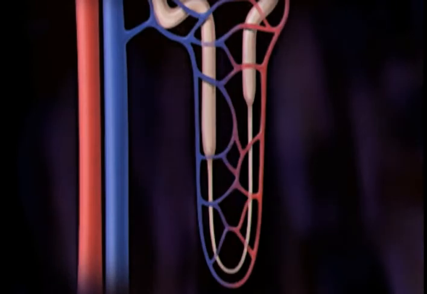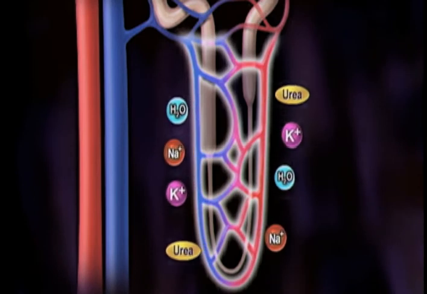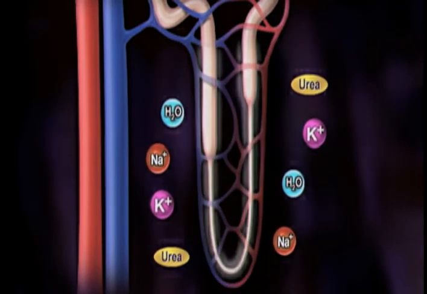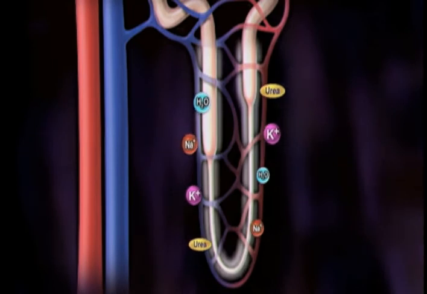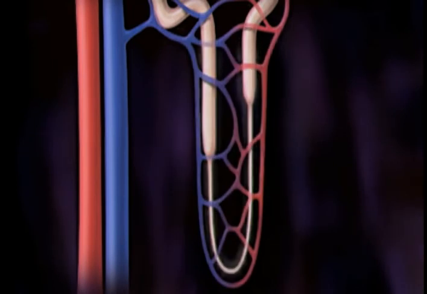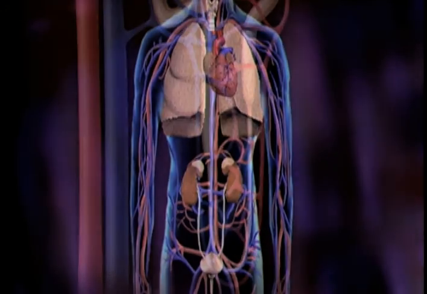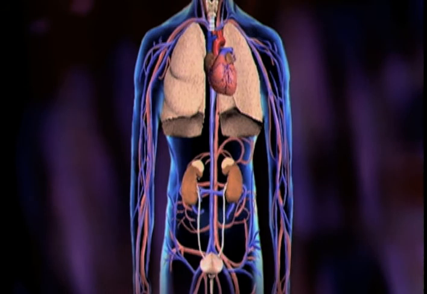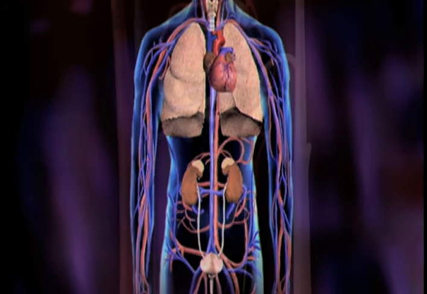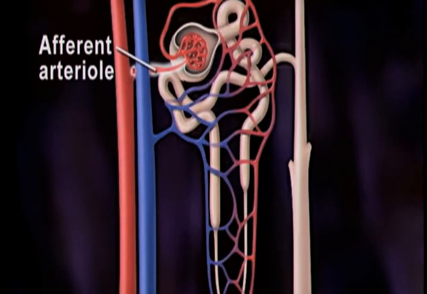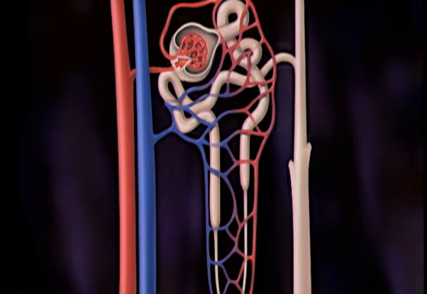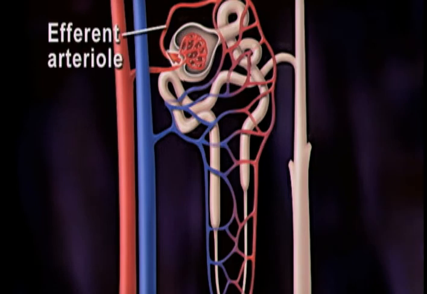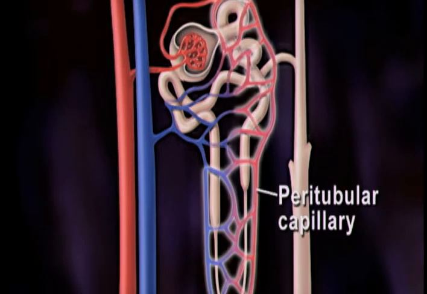From the blood, nephrons filter water, electrolytes such as potassium and sodium, and toxins such as urea. Then they excrete these substances as urine. Here's how the process works. Through the renal arteries and their branches, the kidneys receive about 1¼ liters of blood from the heart every minute. From the renal arteries, the afferent arterioles carry unfiltered blood to the glomerular capillaries, where it's filtered. Then it moves through the efferent arterioles into the peritubular capillaries.